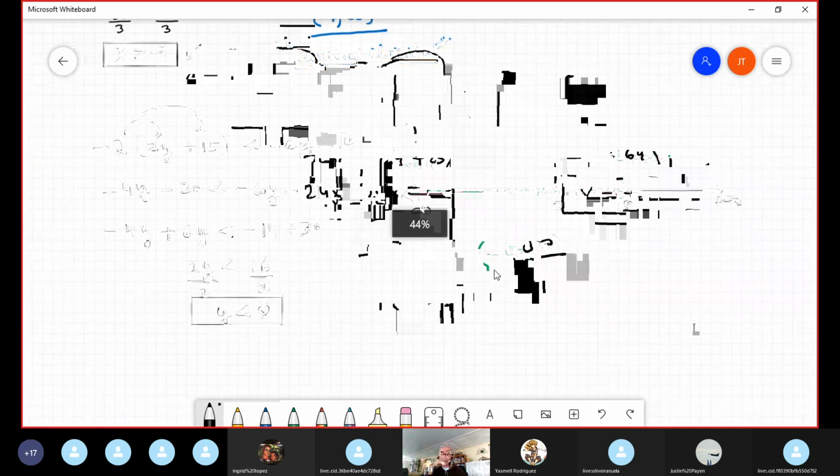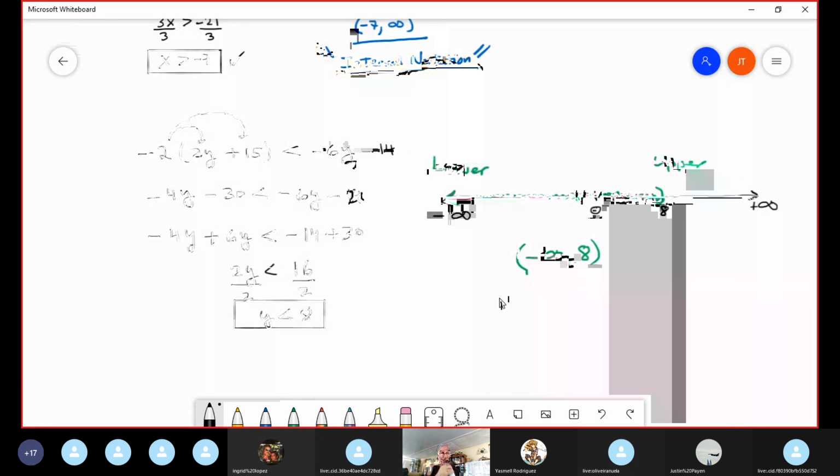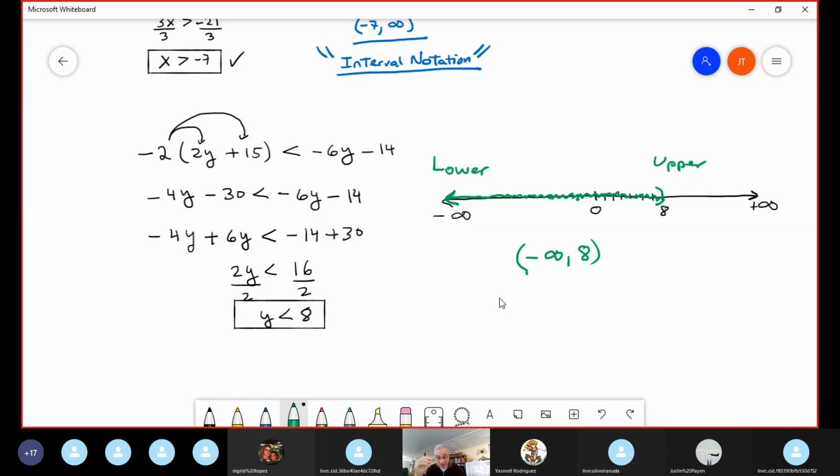Well, in this problem, they ask you to write the solution in interval notation and graph it. Let me read. Write the solution in interval notation and graph it. This is the interval notation. Look, interval notation and graph it.